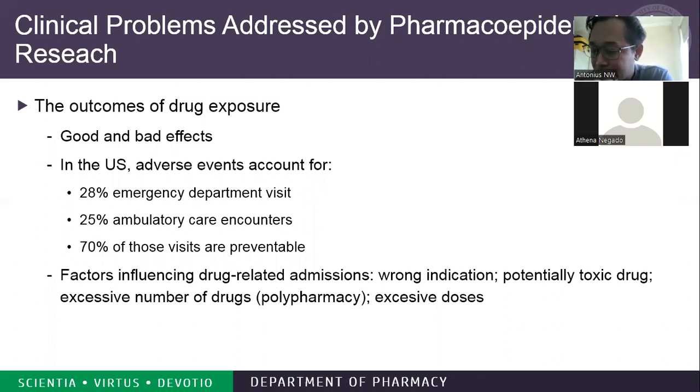This is caused by miscommunication, for example, and it can be studied using the drug utilization study. So, to some extent, we study the bad effects of drugs to prevent these bad effects from occurring in the future. So that's all about the themes or the clinical problems addressed by drug utilization research.